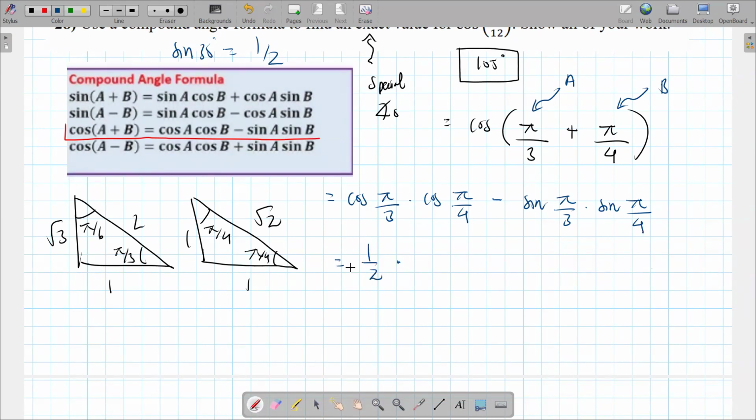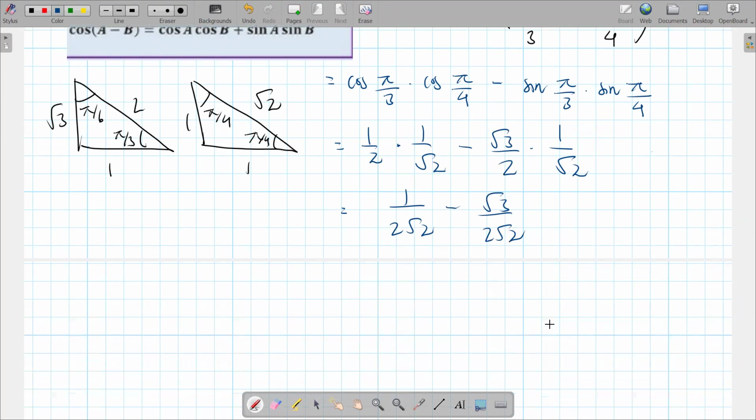I'm just looking at the triangles. Cosine of pi over 4 is 1 over root 2. Sine of pi over 3 is root 3 over 2. Sine of pi over 4 is 1 over root 2. Now you multiply: 1 over 2 root 2 minus root 3 over 2 root 2. So you can write this as 1 minus root 3, all over 2 root 2, is the final answer.